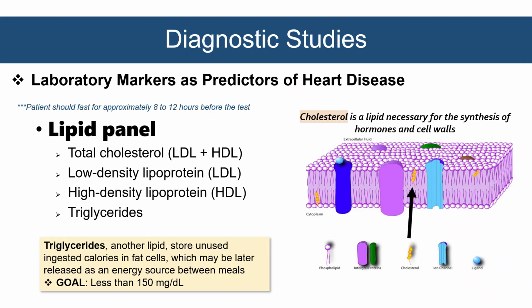Next, we're going to talk about diagnostic studies, and first is laboratory markers as predictors of heart disease. So we're talking about lab work specific to assessing our cardiovascular system. We're starting with the lipid panel. A lipid panel includes our LDL, HDL, and then our total cholesterol, which would be our LDL plus HDL, and triglycerides. So we're going to talk about what LDL and HDL are on the next slide. But triglycerides are a type of lipid, and we want that level to be lower than 150.